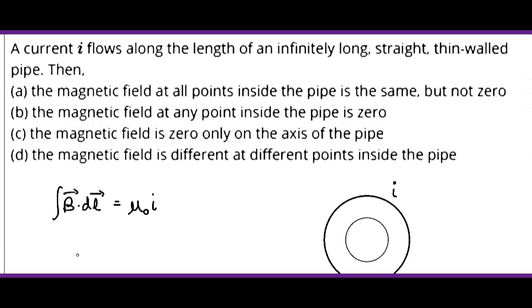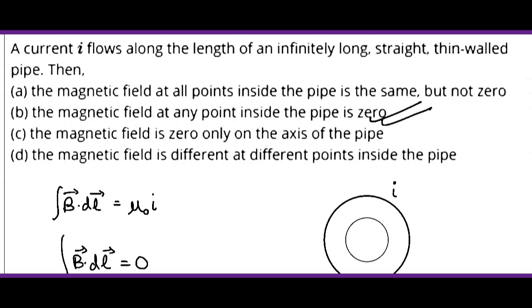Therefore, the value of B dot dl integral will come out to be 0, and this implies that B is equals to 0 at any point inside the loop. Therefore, answer is option number 2, that magnetic field at any point inside the pipe is 0.